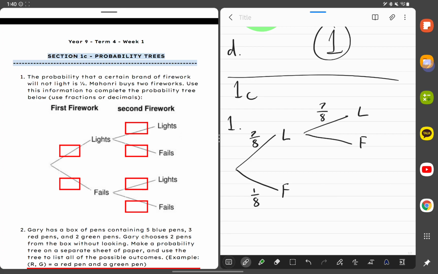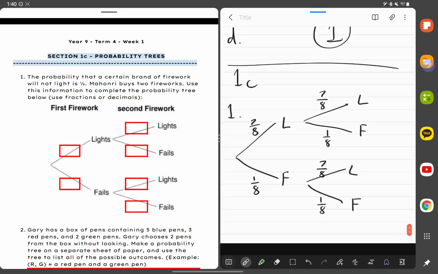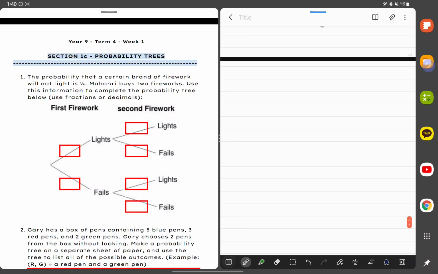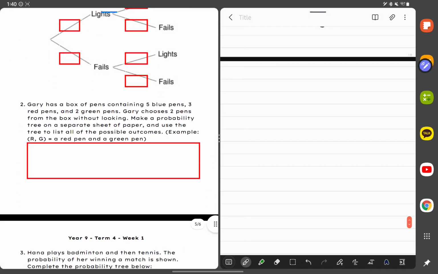Actually, let's write that again. 1 over 8. 7 over 8. 1 over 8. There we go. Now remember, the second firework doesn't depend on the first firework, so it has the same probability. 7 or 1 out of 8. Number 2.